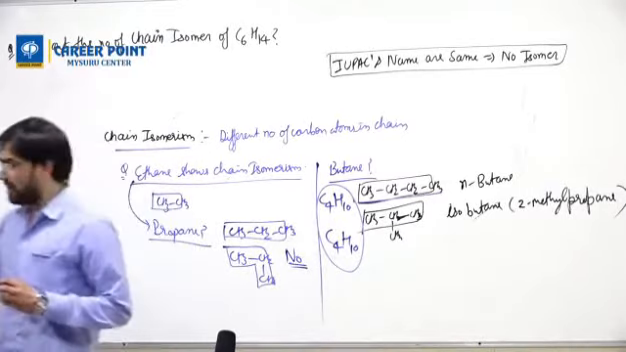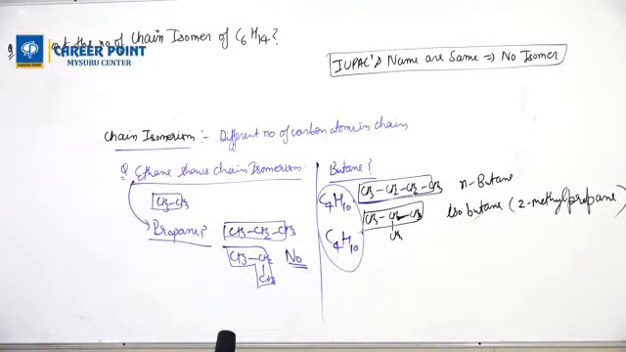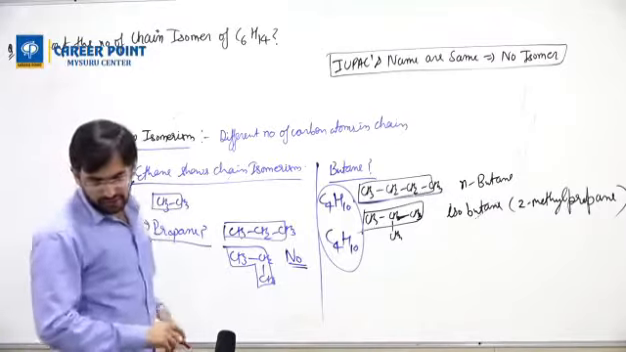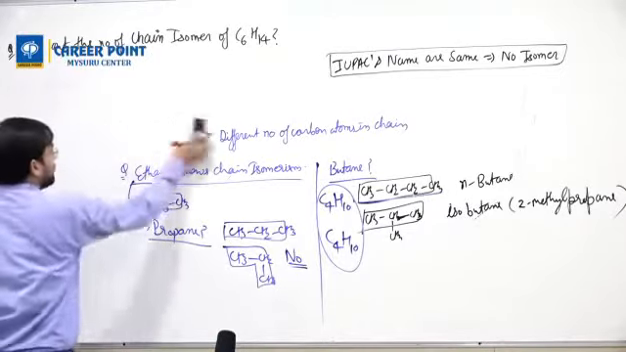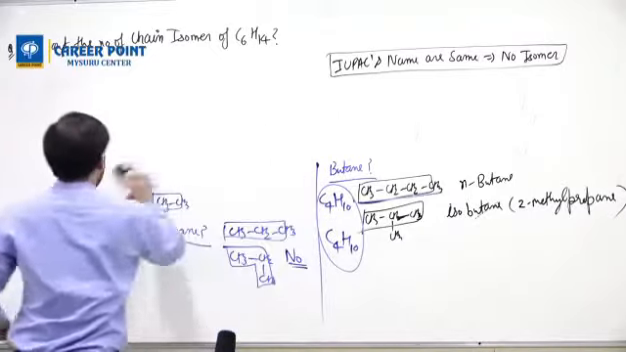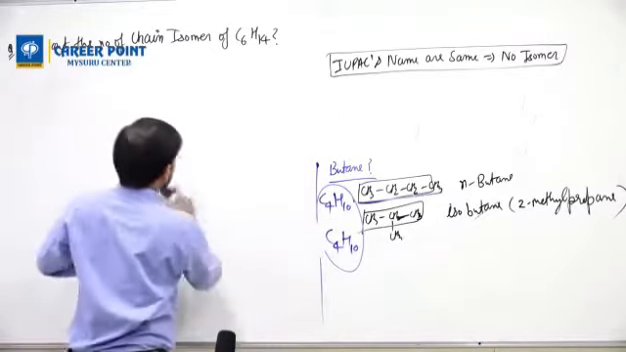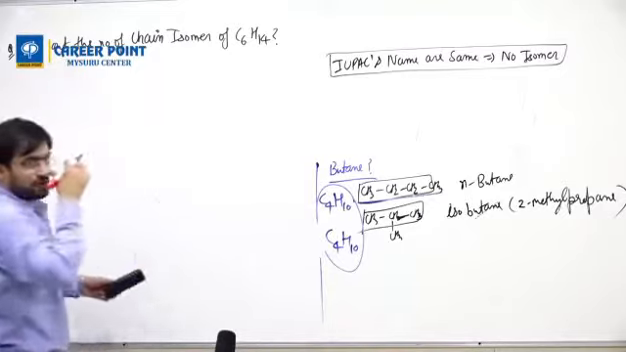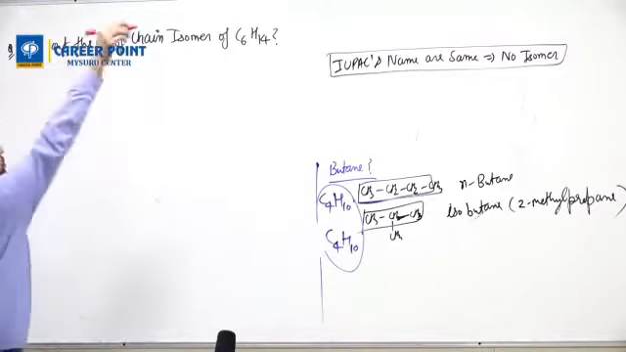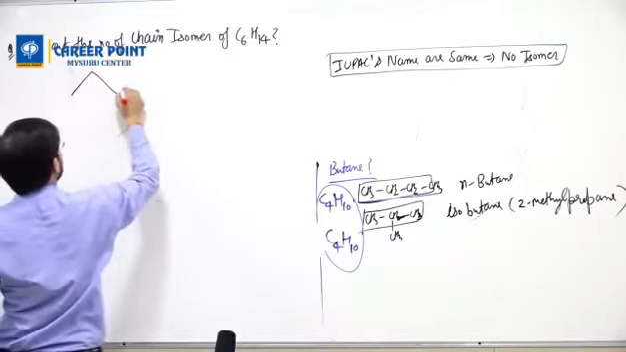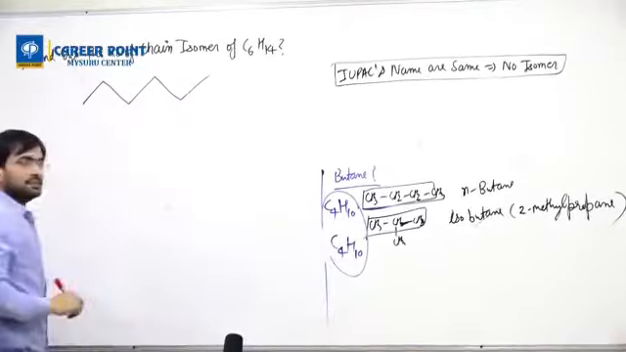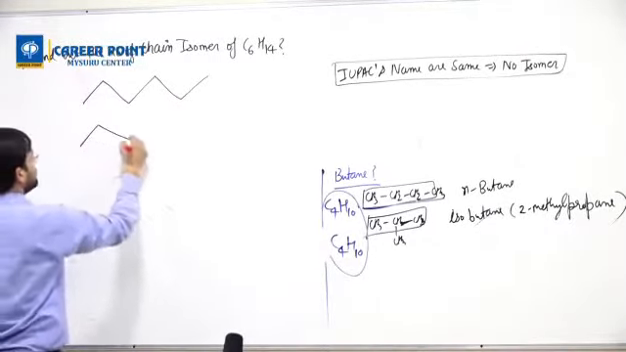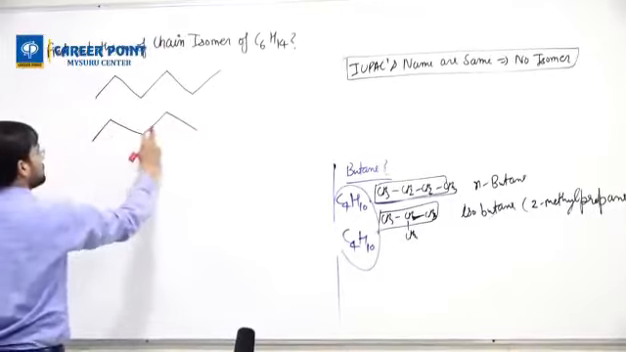So the answer is 5. How many have drawn all those 5? So we'll draw all 5. I'll try to draw in line diagram. So 1, 2, 3, 4, 5, 6. This is one isomer. The next we have 1, 2, 3, 4, 5.